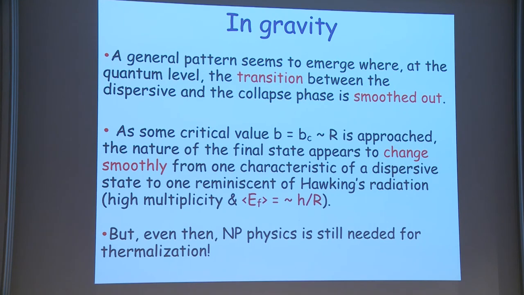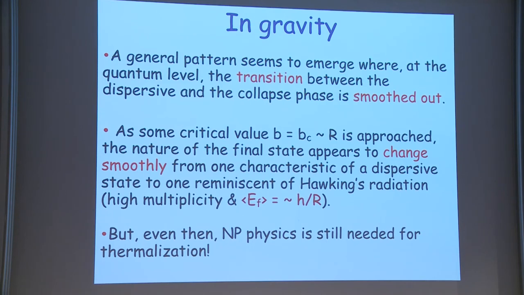So as one approaches a critical value for B, for the impact parameter, the nature of the final state appears to change smoothly, maybe rapidly, but smoothly, from one characteristic of a dispersive final state to one with high multiplicity and soft quanta, which is reminiscent of Hawking's radiation, with high multiplicity and average energies of the order of the Hawking temperature. Of course, it's always up to numbers of order one.